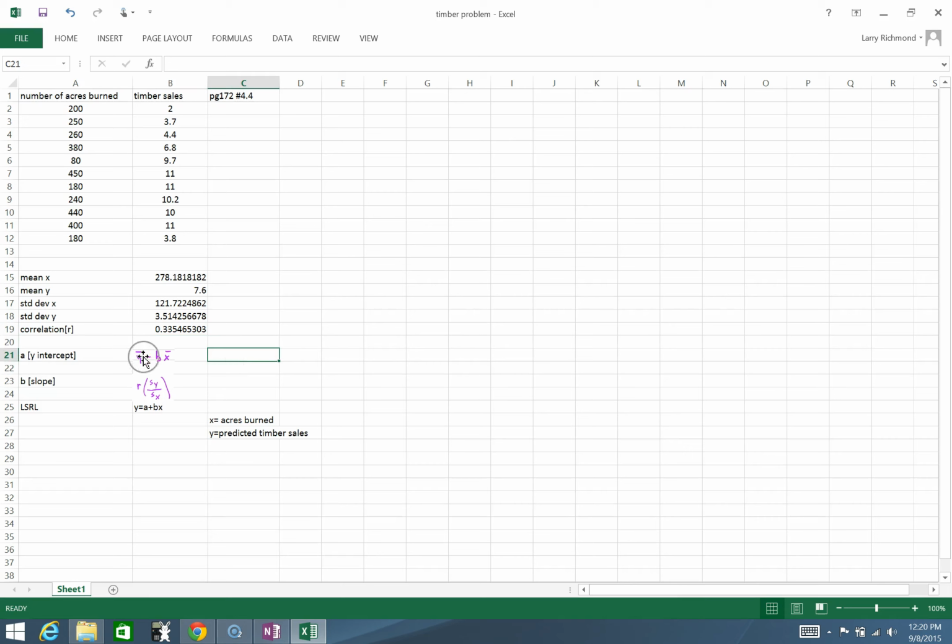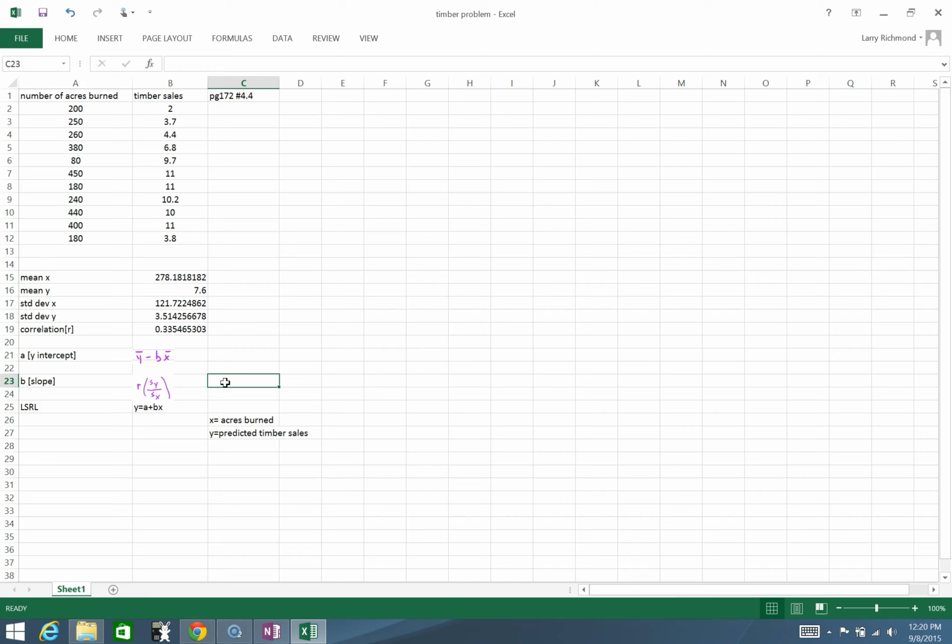A, the y-intercept, is given to us by y bar minus b times x bar. So, since A contains b, we need to find the b value first. B, the slope, is the correlation coefficient times the standard deviation of y over the standard deviation of x. This makes sense if you recall the definition of slope. Slope is a change in y divided by the change in x. And here you see we have that: standard deviation of y over the standard deviation of x. So here we have this y divided by x quantity.